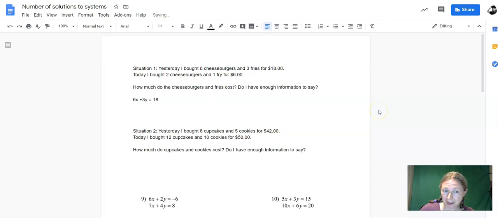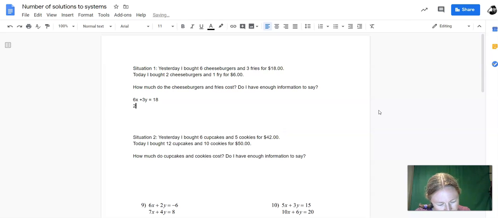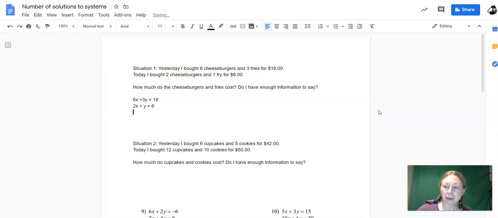And then today, I bought 2 cheeseburgers and 1 fry for $6. So 2X plus Y equals 6. So how much did the cheeseburgers and fries cost, and do I have enough information to say?